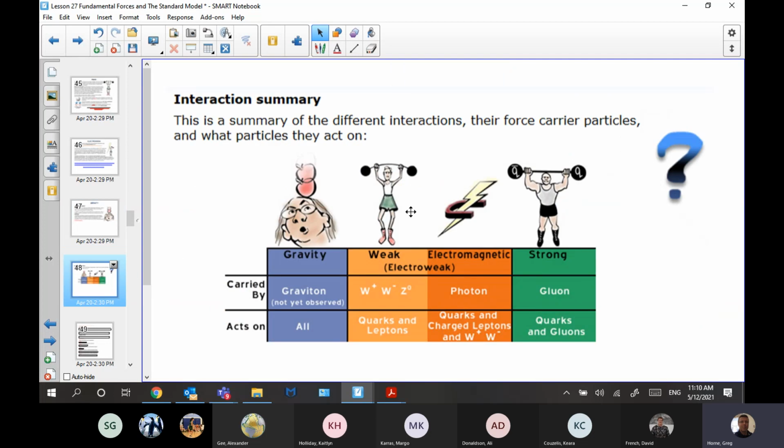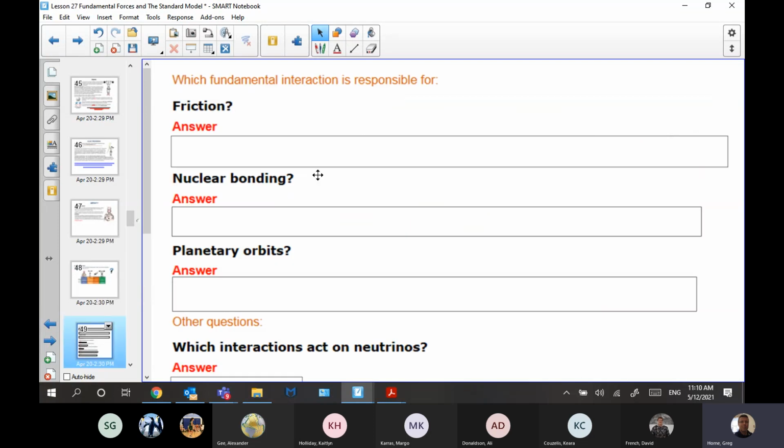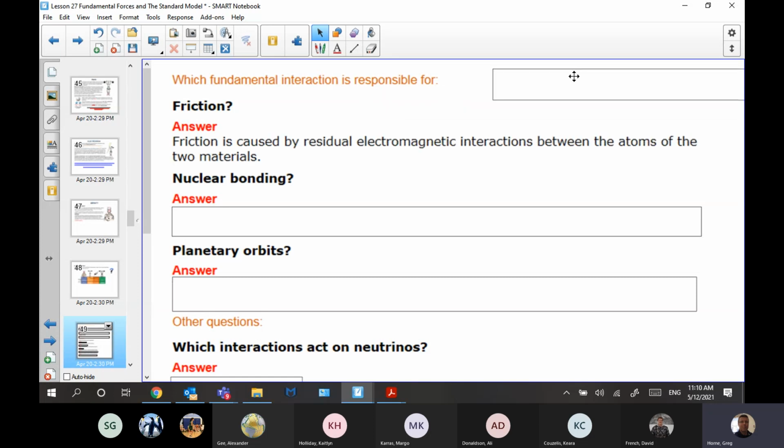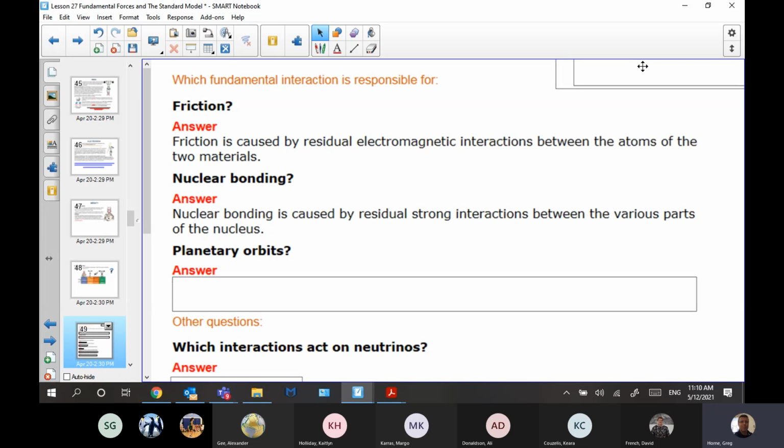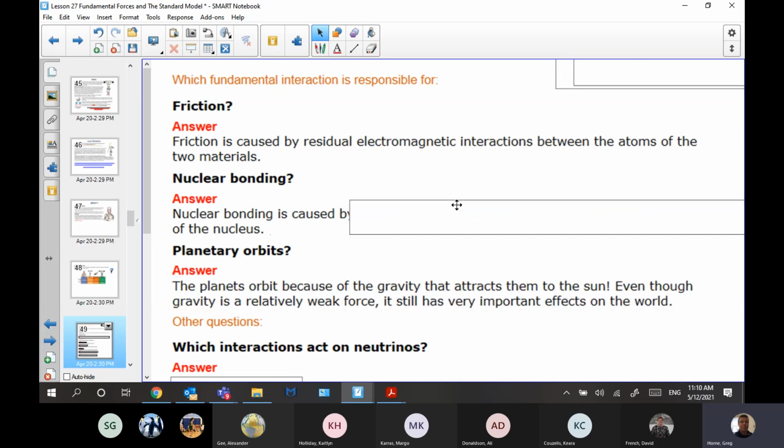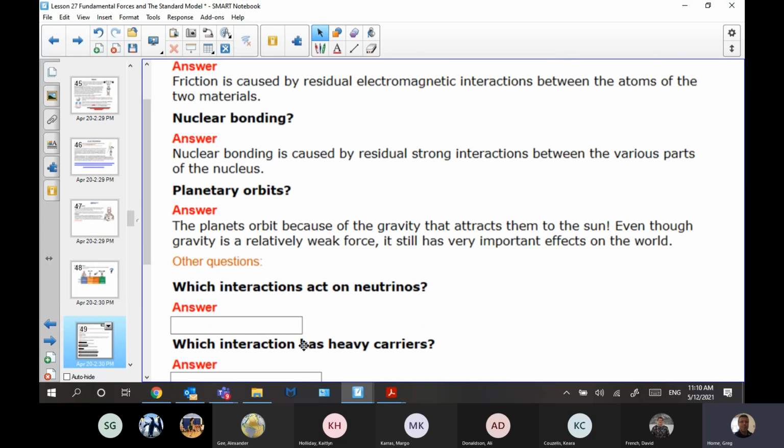So that interaction summary, obviously we talked about the weak force and the exchange particles, the electromagnetic and the exchange particles and so on. This is a review. We've done that already. So fundamental force involved. This goes back to grade 11, really, but, you know, friction is really the electromagnetic interactions, right? Nuclear bonding is a strong force, of course. What force attracts planets together and stars together? Obviously, gravity. So this is the big deal.